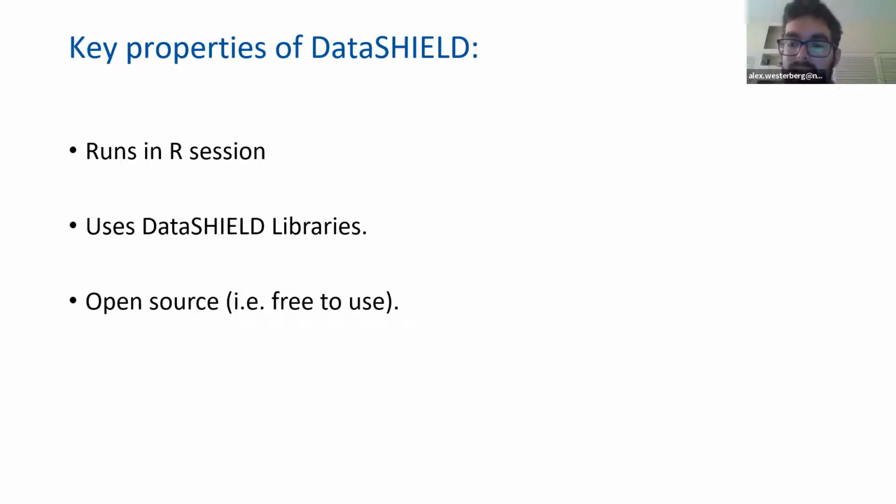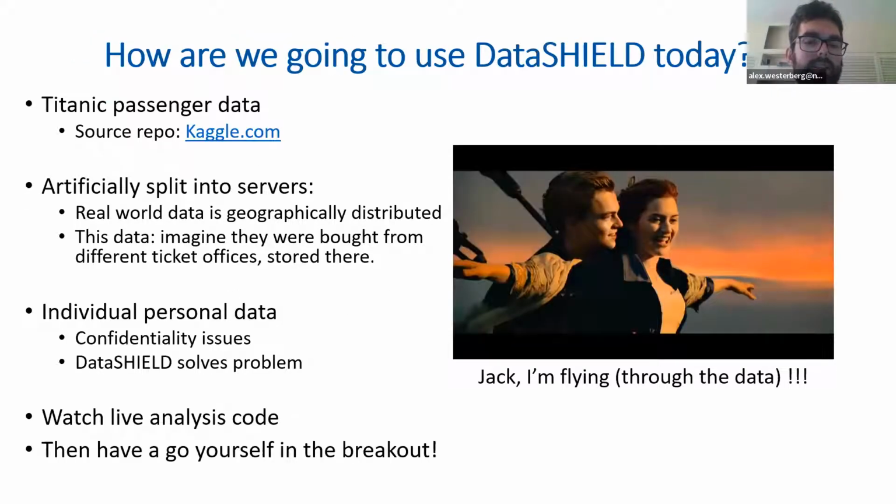This means that the code is freely available through GitHub for you to inspect and even modify if you wanted to. So this is drawing to the end of the presentation, but to give you a sense of what we're about to do, we're about to look at a script that I've written that analyzes some Titanic passengers data that we've downloaded from Kaggle.